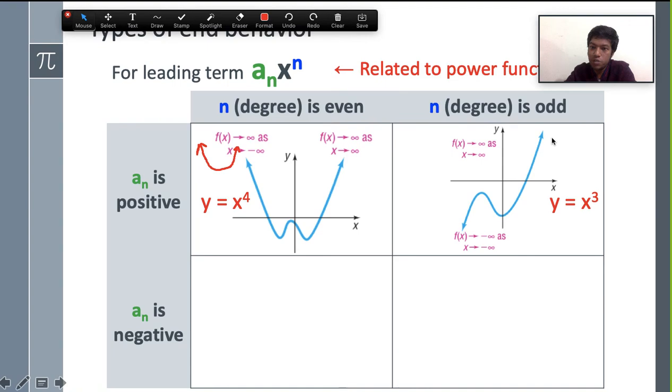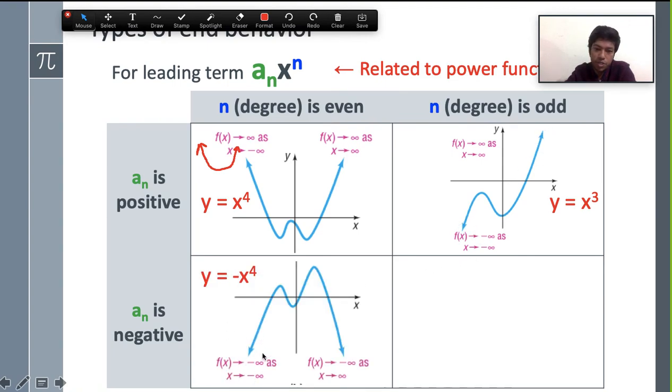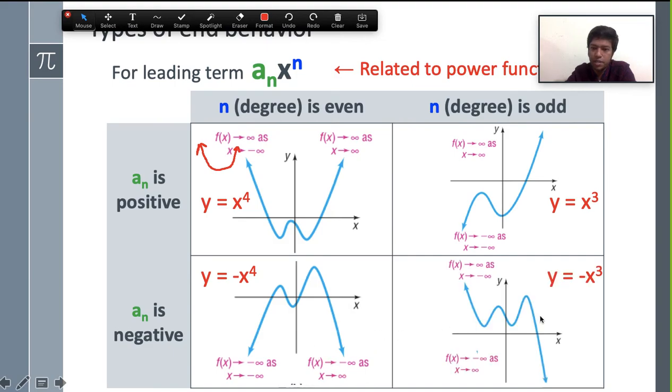So this is x cube. See, the end part will look like the x cube graph. This is minus x cube, so the end part will look like that. This is minus x to the power 4, so the end part is just a reflection. And this one is also just a reflection of the odd power.